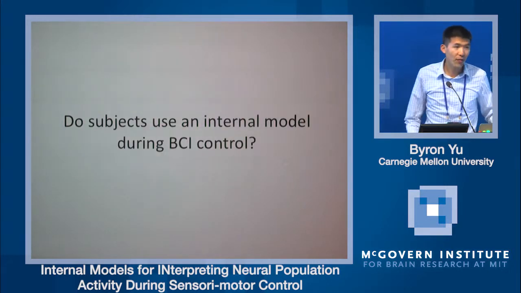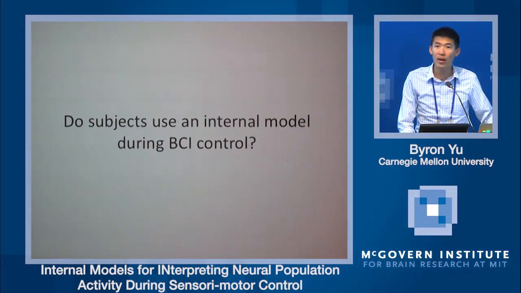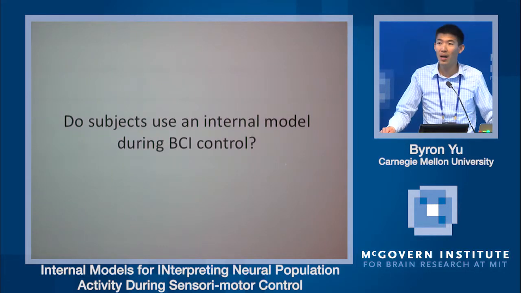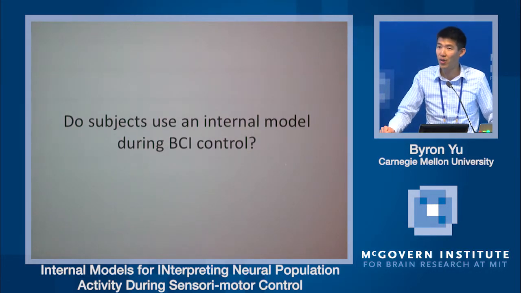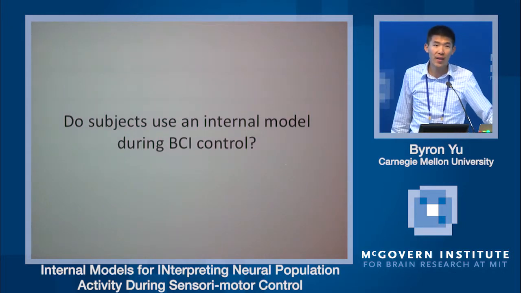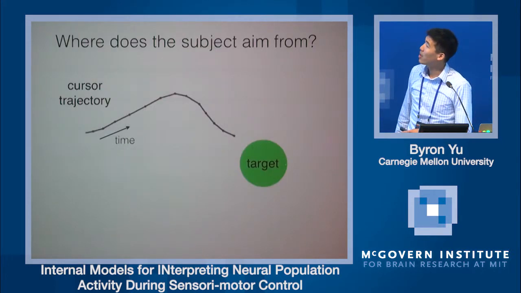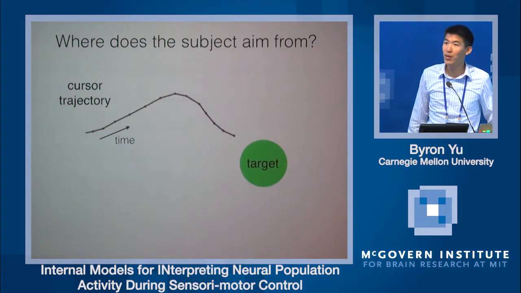All right. So the first big question that we're going to ask is whether these animals use an internal model during BCI control. No one has asked this question before, and before we can use a BCI to study internal models, we first need to address this. So I'm going to show you 2 lines of evidence that suggest that these animals might be using internal models. The first is by asking the following question.